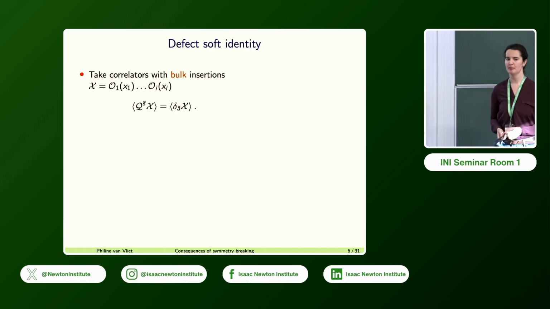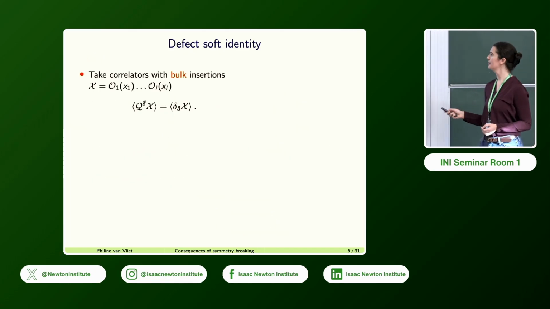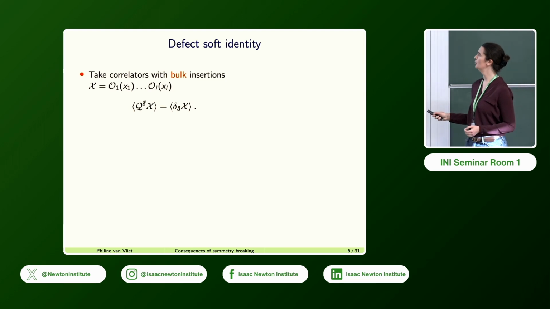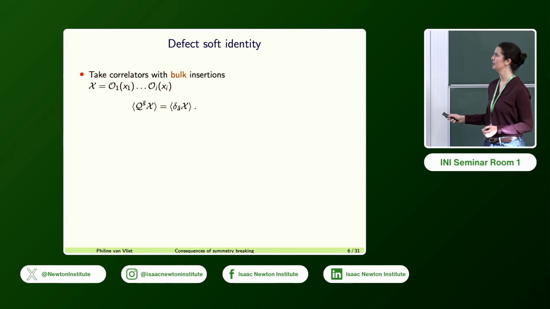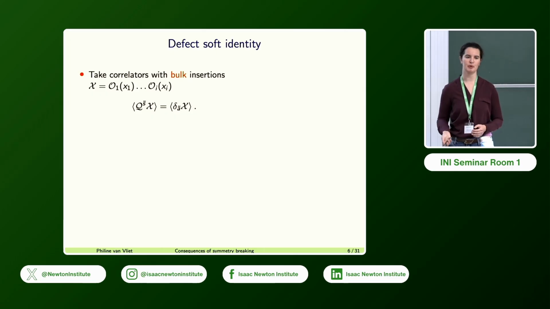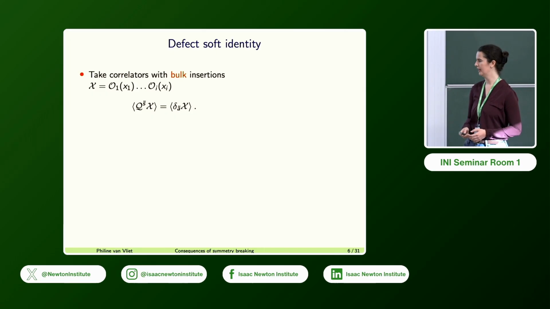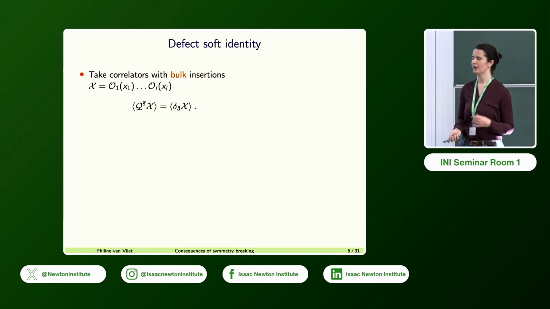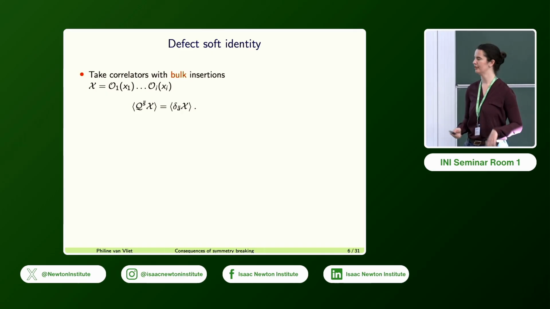Okay, so now we want to derive constraints on correlation functions. We start with a correlator of an arbitrary number of bulk fields, which we will denote by x. And we insert, first, one broken charge. In this talk I will mostly consider the tilt because it's easier in terms of formulas. But I will make some remarks about the displacement on the way.